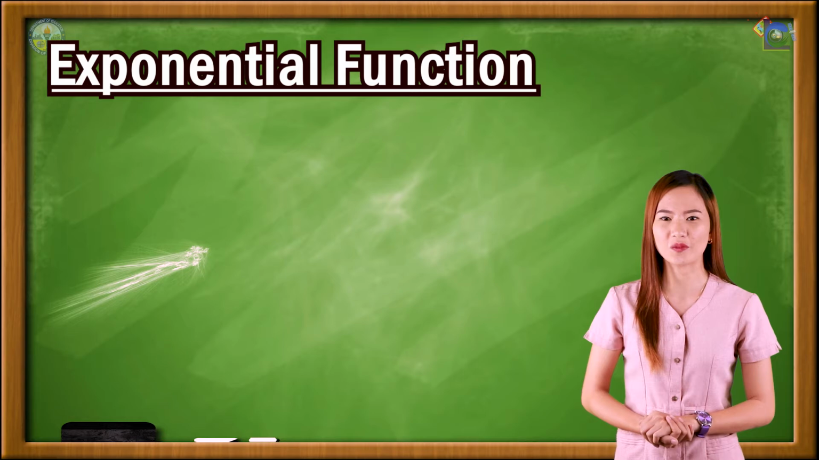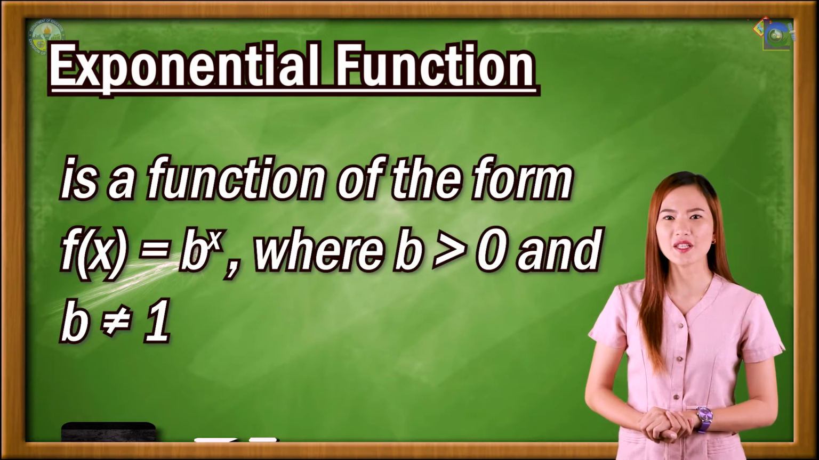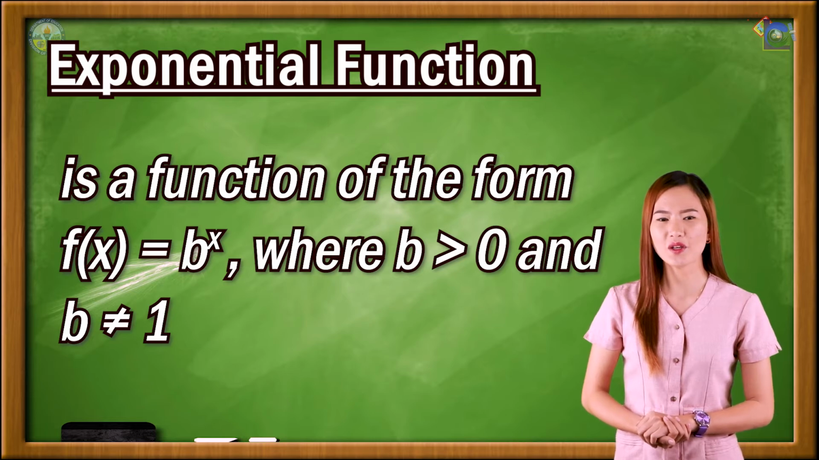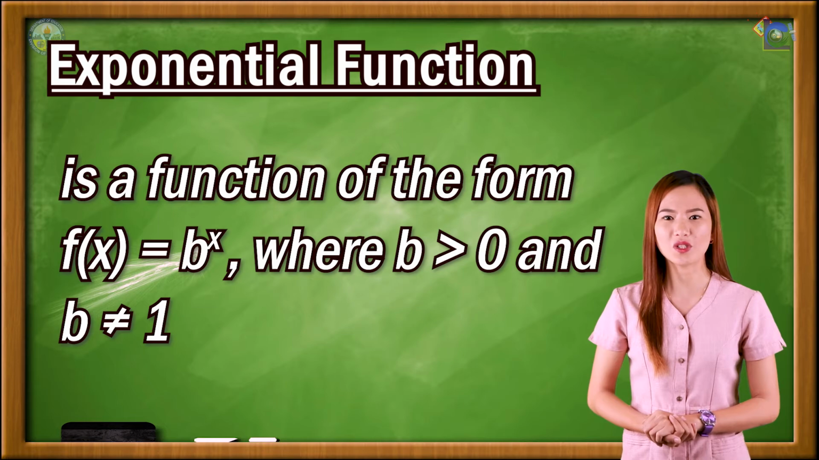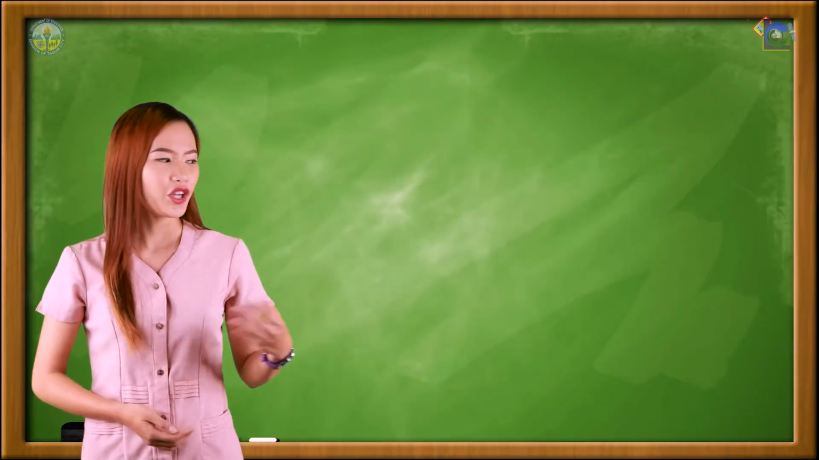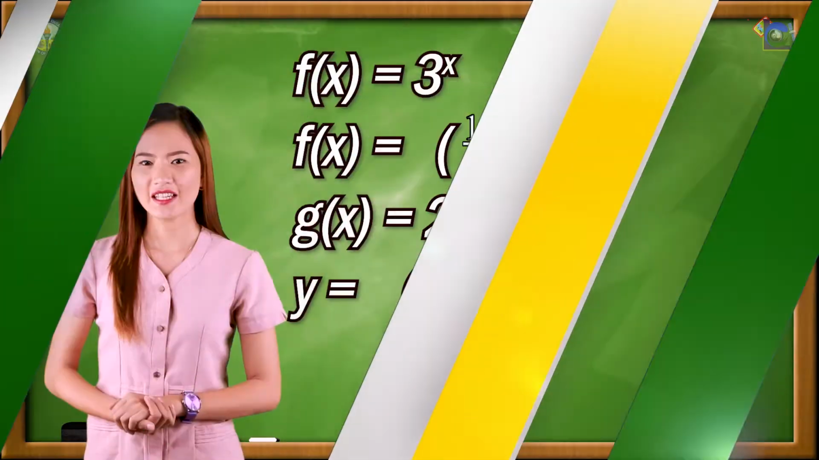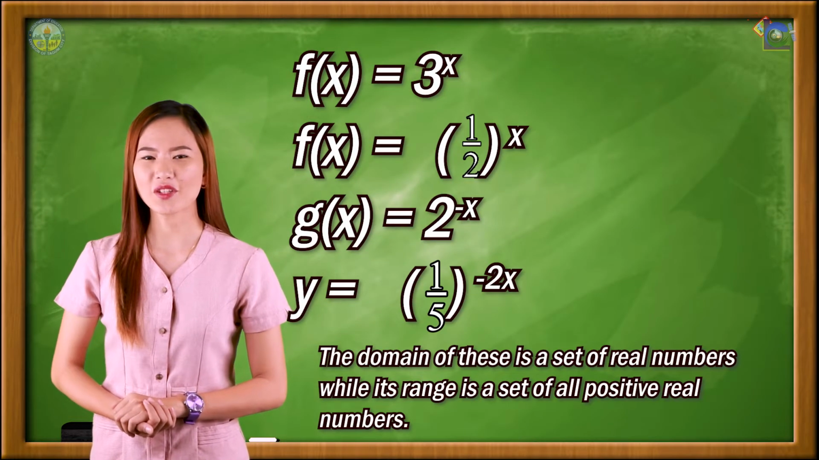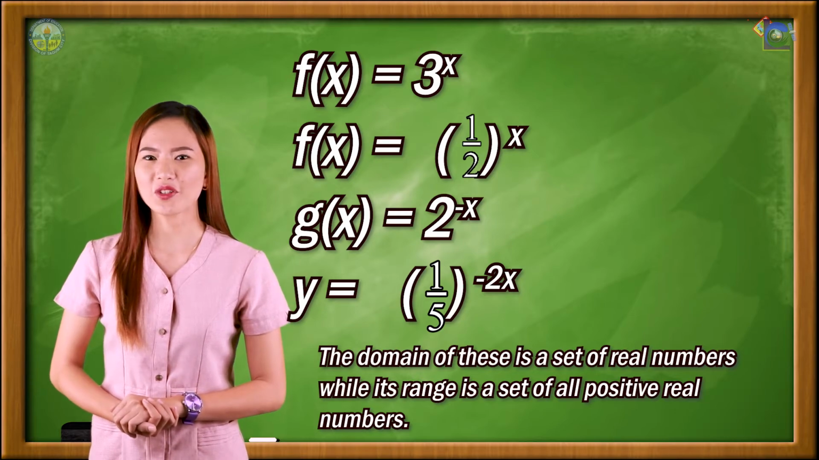Let us start with the definition of an exponential function, which is a function of the form f of x equals b raised to x, where b is greater than 0 and b is not equal to 1. Here are the examples. The domain of this is a set of real numbers, while its range is a set of all positive real numbers.